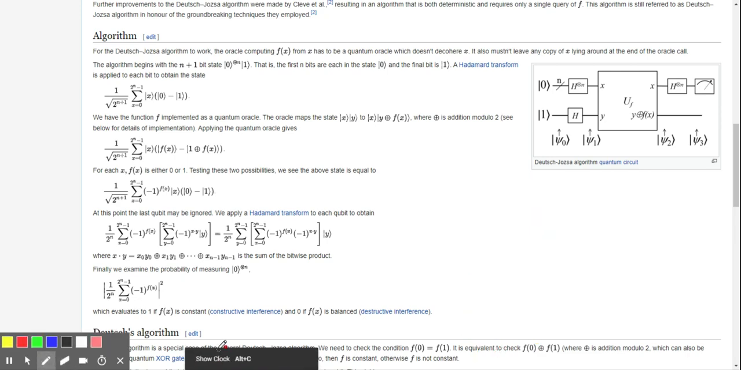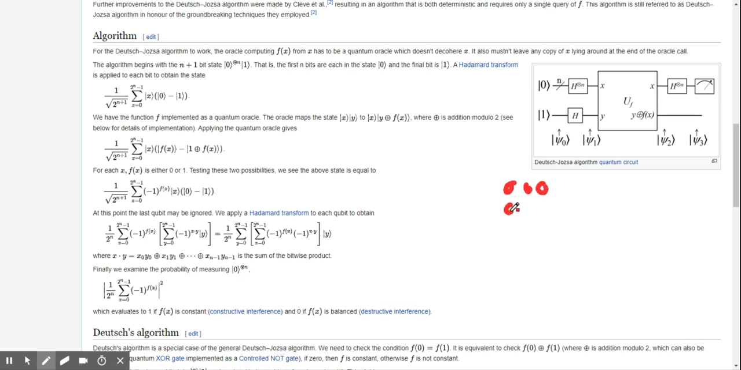Again, let's start from scratch. 0, 0, 0, 0, 0, 1, 0, 1, 0, 0, 1, 1, 1, 0, 0, 1, 0, 1, 1, 0, 1, 0, 1, 1, 1. We've got all the 8 possibilities. Let's say the ancilla qubit is the lower bit. So this means that this is going to have a minus, this is going to have a minus, this is going to have a minus, this is going to have a minus.